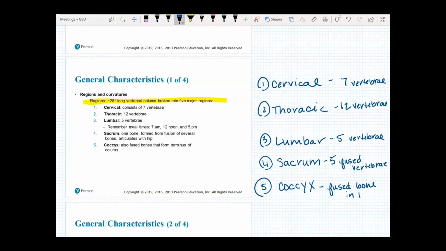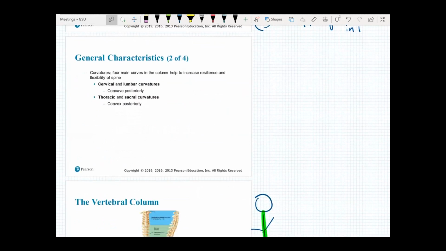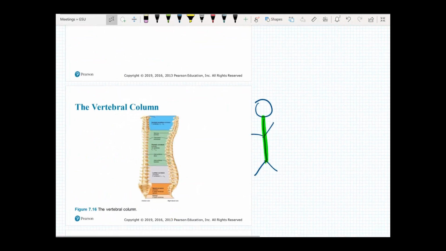If you're trying to remember, cervical is 7, thoracic is 12, lumbar is 5. The way I learned this is breakfast, lunch, and dinner. You want breakfast at 7, lunch at 12, and dinner at 5. And that kind of is the order. With these, the way they're organized is here's our vertebral column. If you look at it straight on, like our little person right here, and he's smiling, you cannot see the curve. So there's no actual curve to the vertebral column.